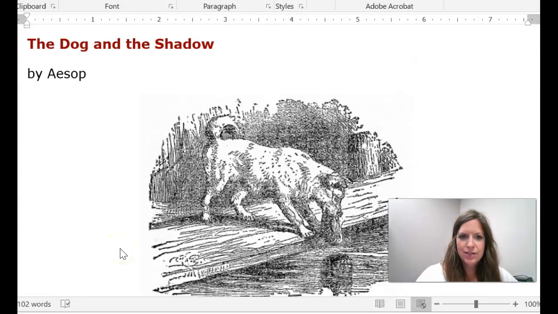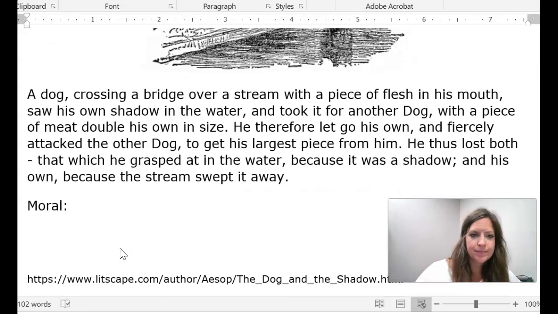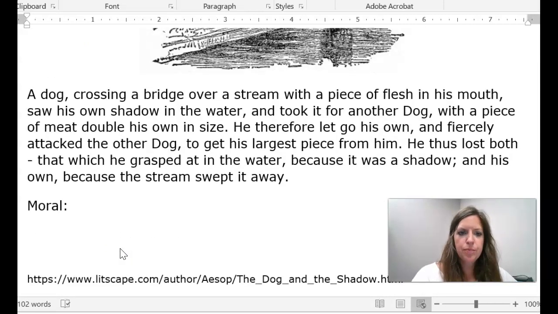Okay, so here's our text. A dog crossing a bridge over a stream with a piece of flesh in his mouth saw his own shadow in the water and took it for another dog with a piece of meat double his own in size. He therefore let go of his own and fiercely attacked the other dog to get the largest piece from him. He thus lost both, that which he grasped at in the water because it was a shadow, and his own because the stream swept it away.